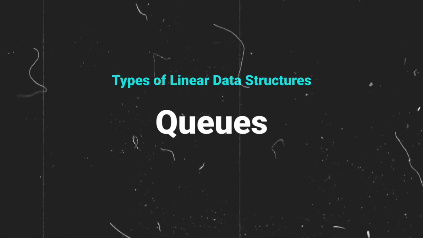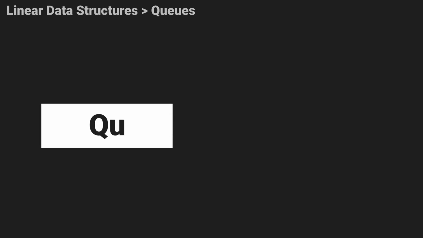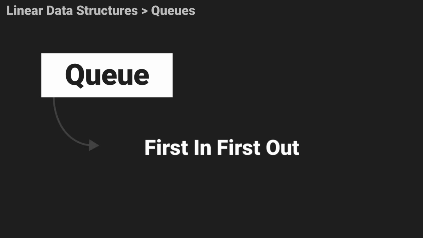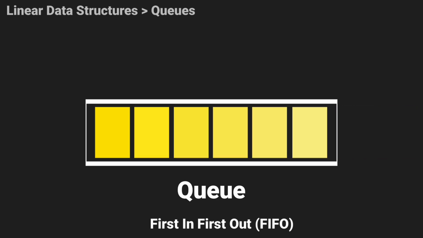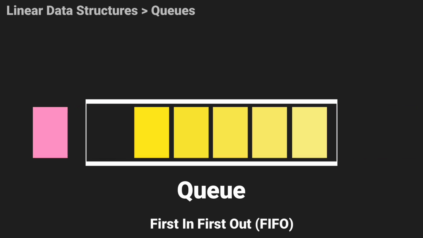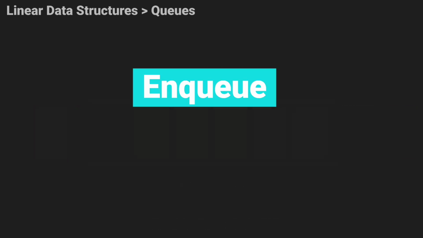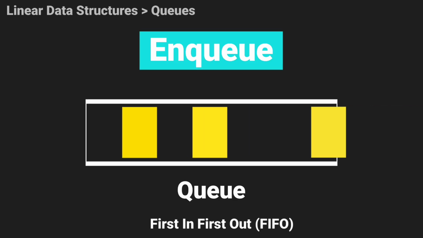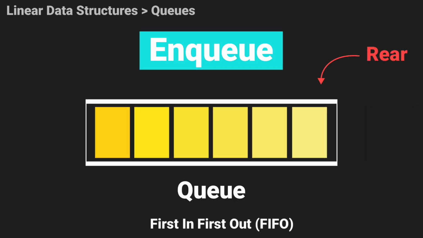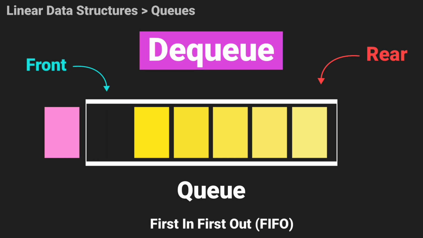Queues. A queue is a linear data structure that follows the first in first out, FIFO, principle, meaning the first element added is the first to be removed. It supports 2 primary operations, Enqueue and Dequeue. Enqueue, which adds an element to the rear, and Dequeue, which removes an element from the front.